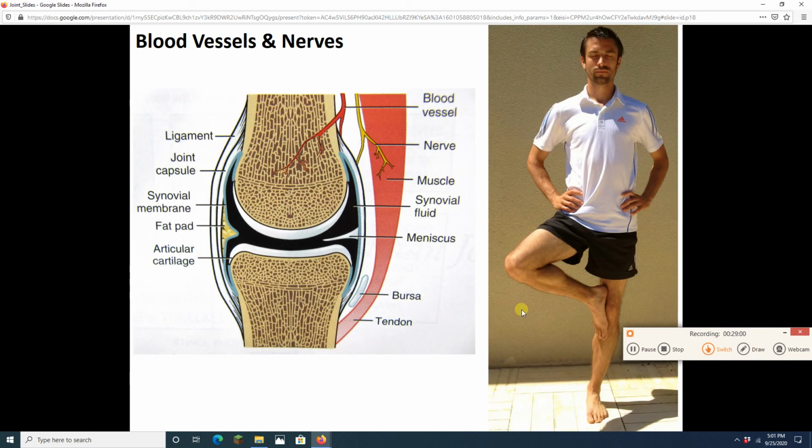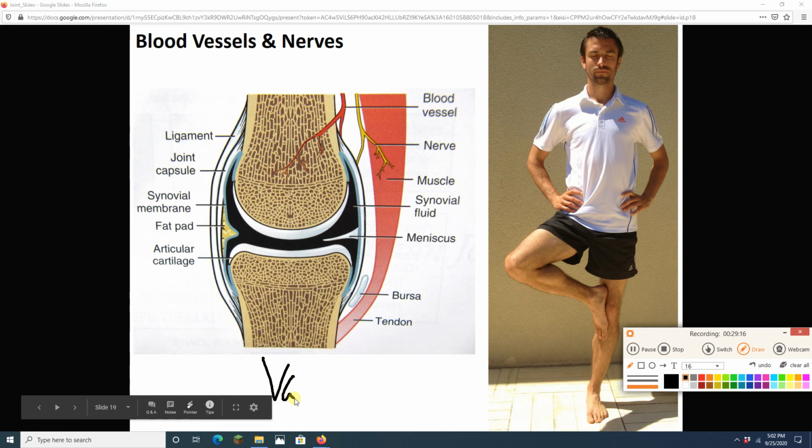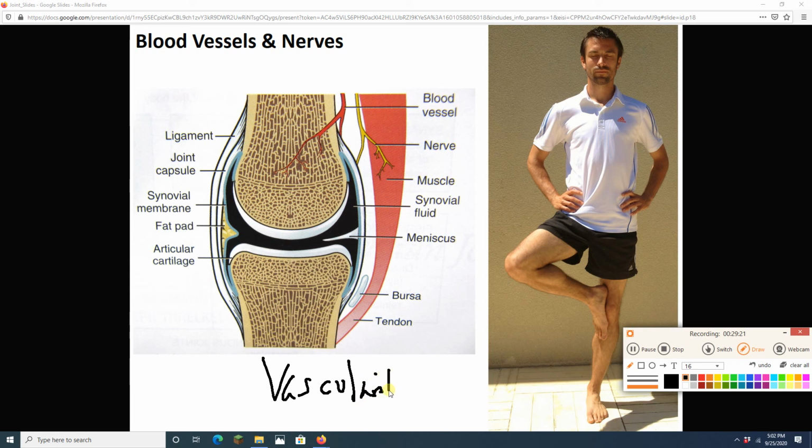What else do we got? Blood vessels, nerves. These are our last things about synovial joints, our last common characteristics. These joints need good vascularity. So a lot of blood vessels. Vascularity is necessary to make synovial fluid and to feed the variety of structures. So we need good vascularity. Plus, we need good innervation. We need a lot of sensory nerves coming out of our joints.